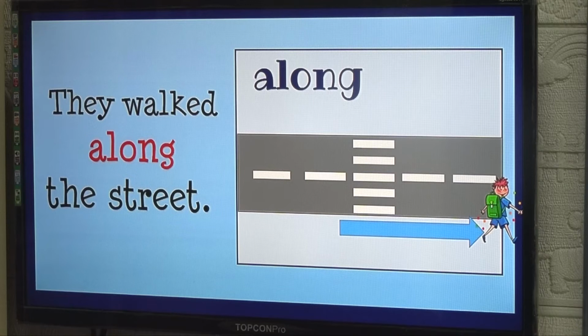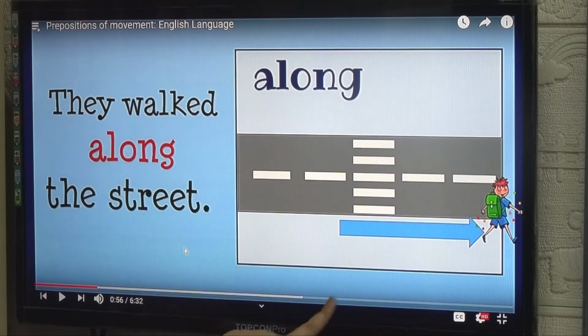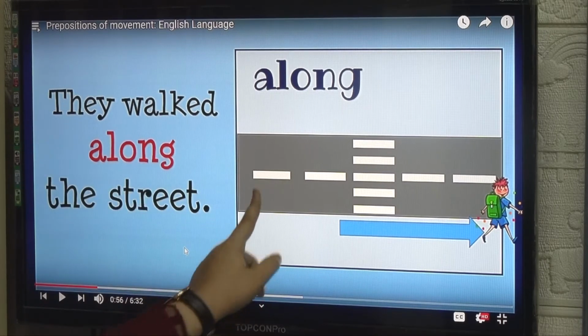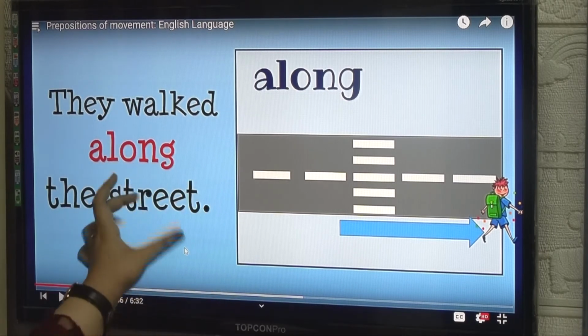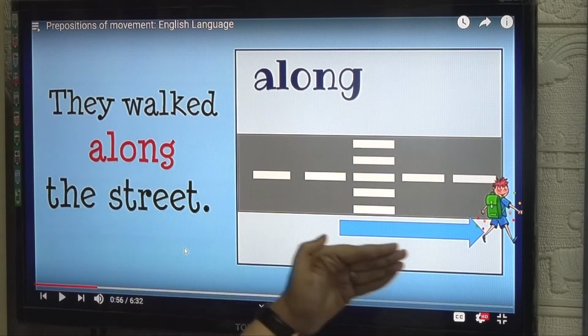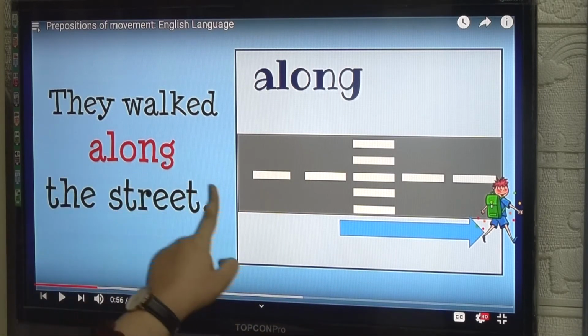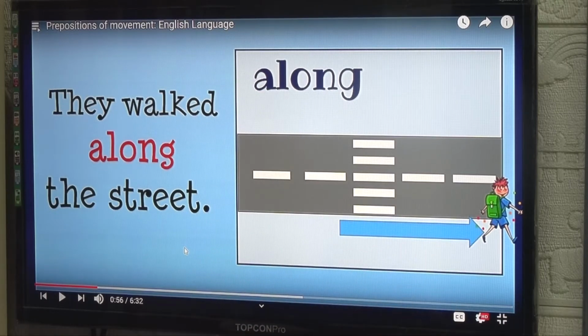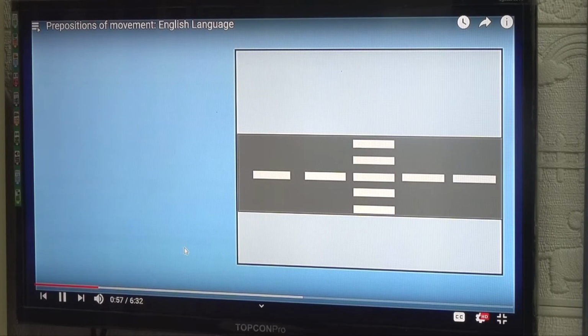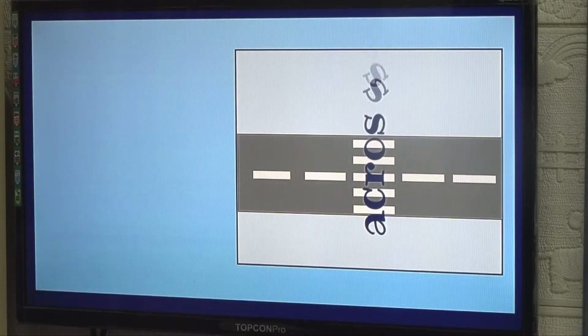They walked along the street. So there are 2 people, right? One boy and a girl. They walk along the street. So basically along means from one end to another end, all right? From this ending to another ending. That's called along, in one direction, okay? The street is over here, so they are walking along it. They're following it, all right? Along the street. So here is the preposition along. Next one. Across.